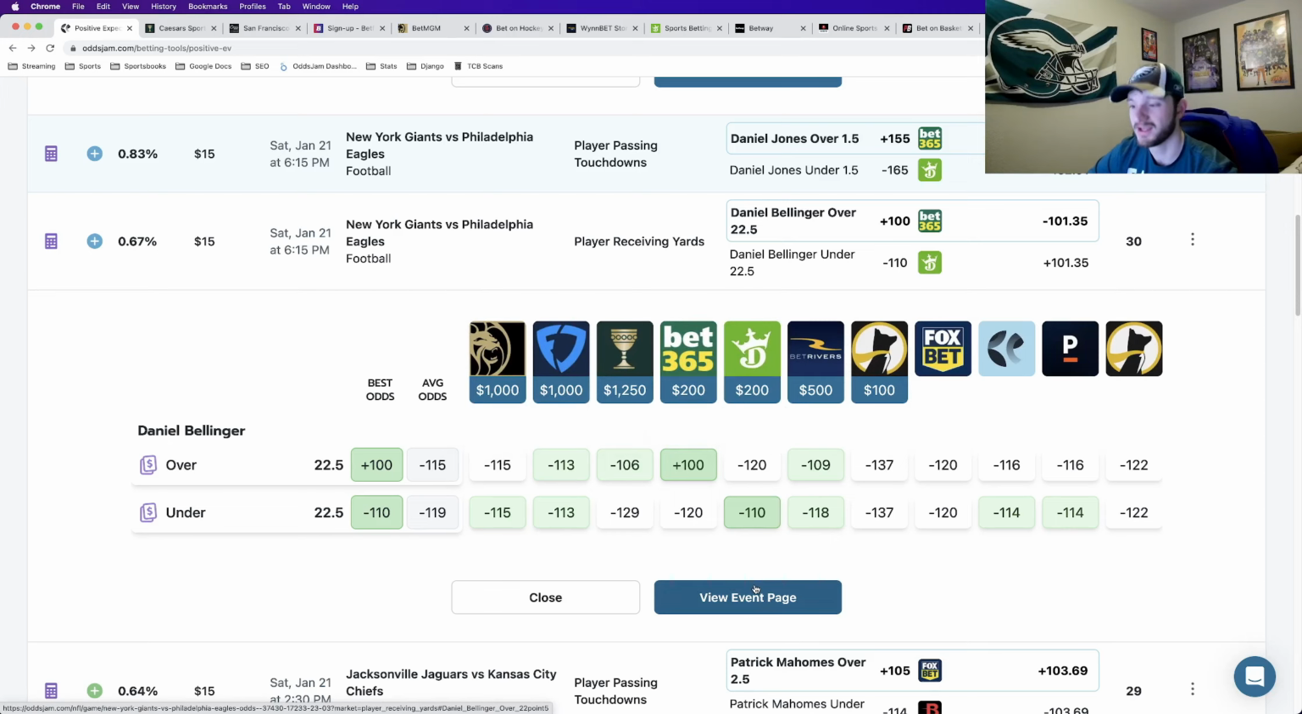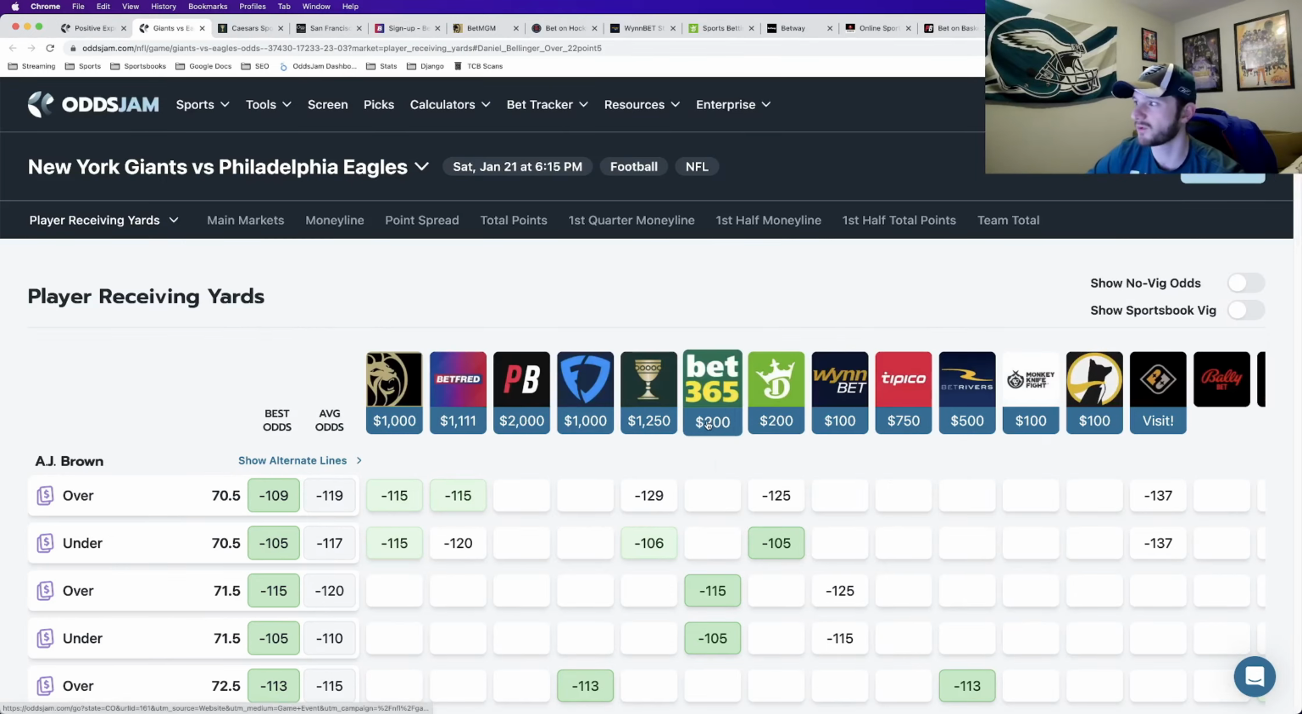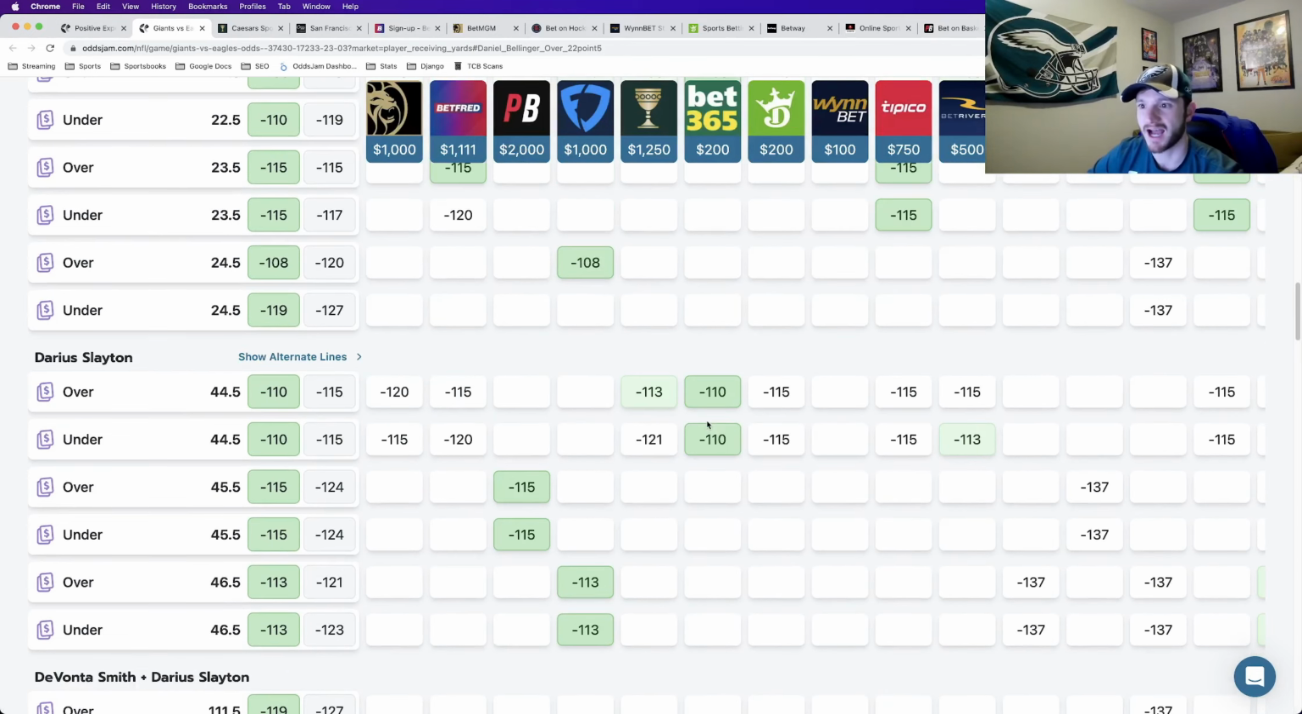Clear outlier here. And then another thing you can do when you are looking to bet on plays that have a little bit of a higher total, like a yardage total, is click view event page in a new tab, and then it pulls up where every sportsbook is pricing odds for this play.